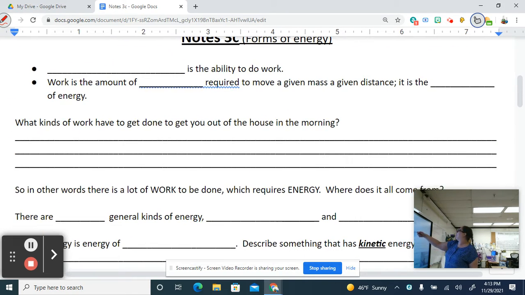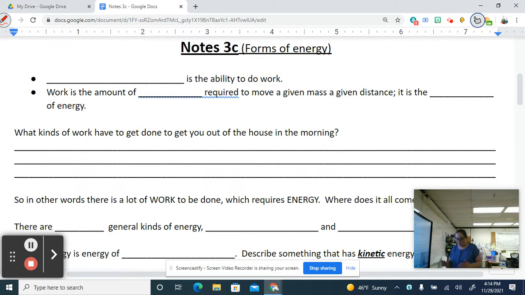So today's notes are about the forms of energy. So we've got to talk about the definition of energy. Energy is the ability to do work. And work is the amount of energy required to move a given mass a distance.